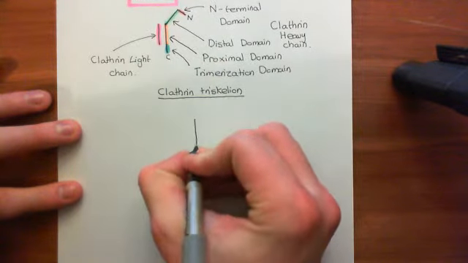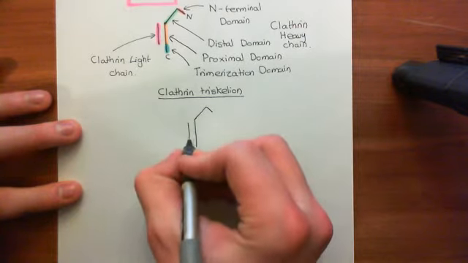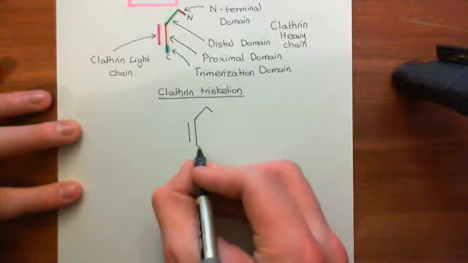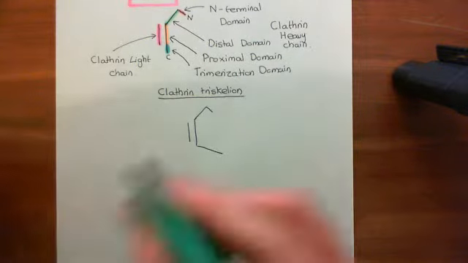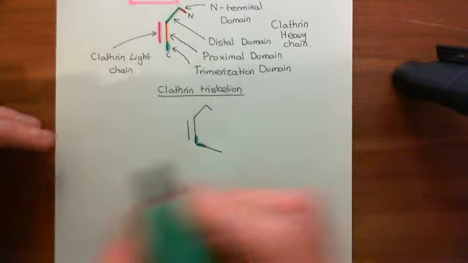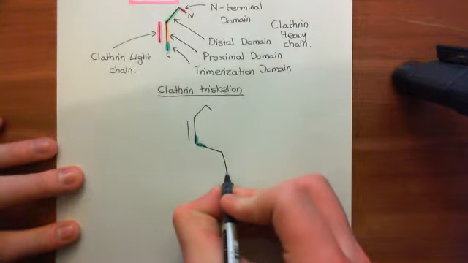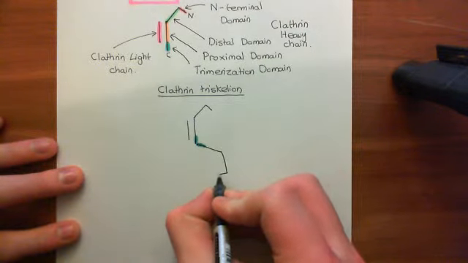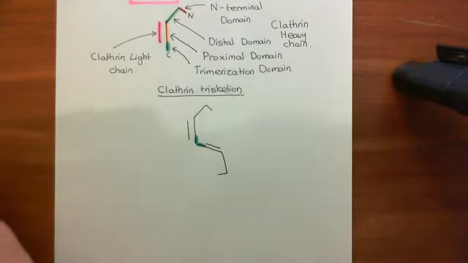So let's do this. We'll start by just drawing one Clathrin monomer. Okay, so here's a single Clathrin monomer. Then we're going to attach on via the trimerization domains. So here's the trimerization domain of our first Clathrin monomer. Here's the trimerization domain of our next Clathrin monomer. Then we're going into the distal domain, then the N-terminal domain, and we need a light chain here. Let's colour this in to keep us orientated.